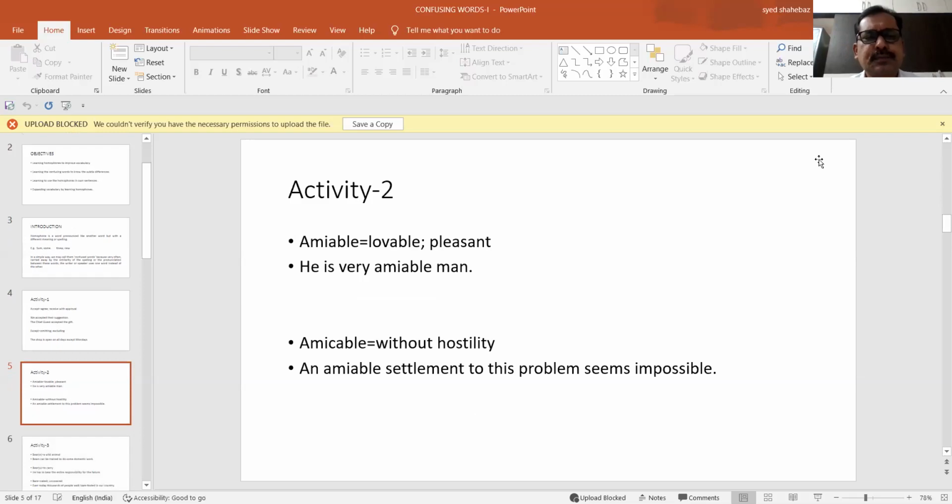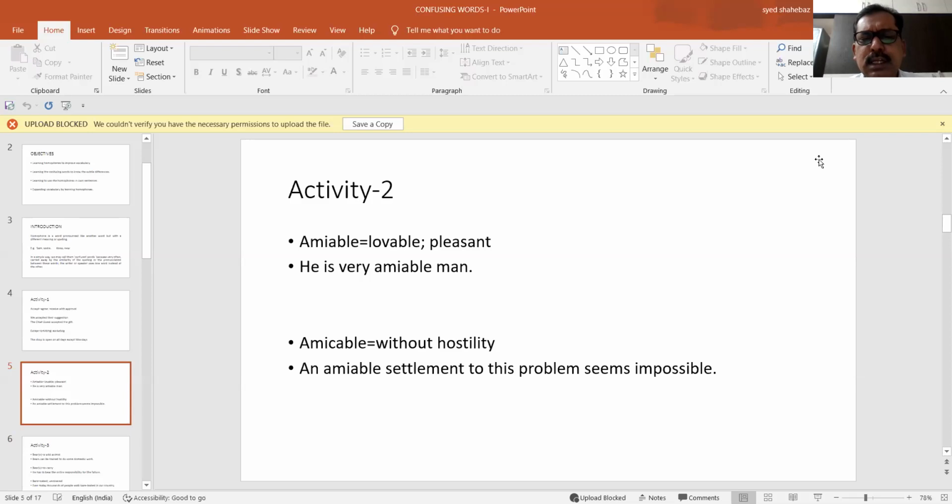Activity 2, amiable. Amiable means lovable, pleasant, adorable, you can say. He is a very amiable man. Amiable means a very cordial man, friendly man, lovable man, pleasant man. That is the meaning of amiable. Next word is amicable. Amicable means without hostility, without unfriendliness.